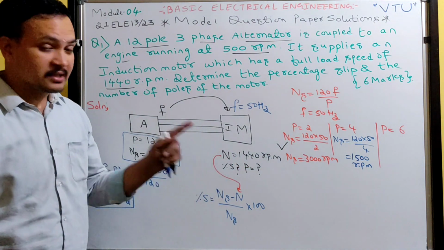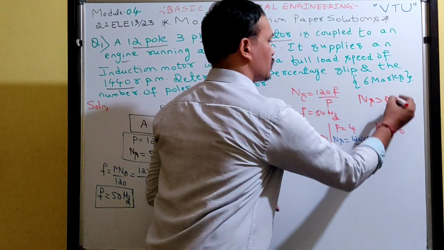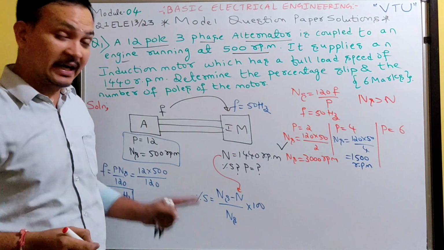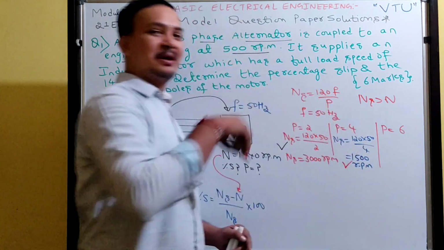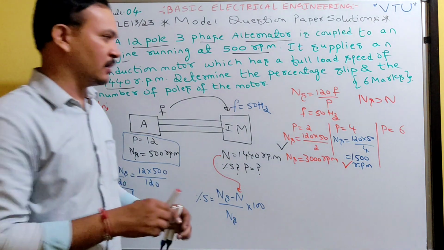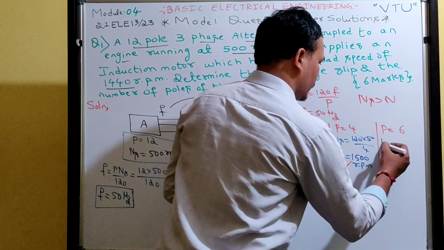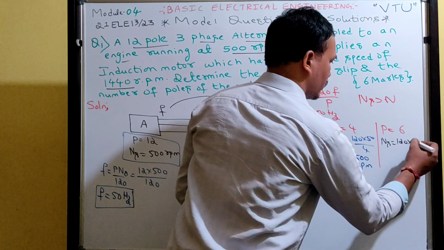Yes, this condition is valid. See, to become an induction motor, ns should be more than n. That condition is satisfied here. So there can be 4 poles also. An induction motor can have 4 poles. That is also possible. Okay, next finally, ns is equal to 120 into 50.